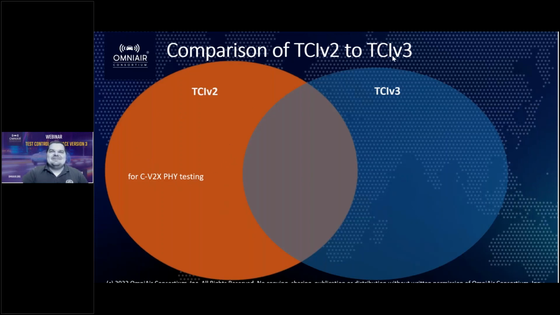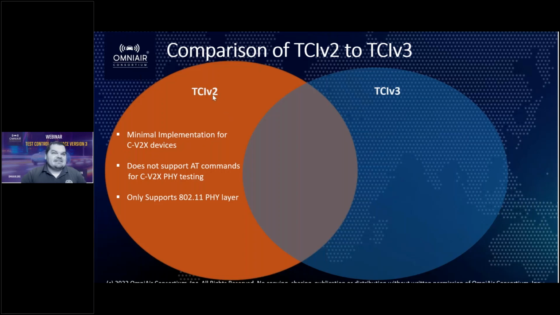So next, comparison of TCI v2 to TCI v3. TCI v2 has a minimum implementation for CV2X devices. You can test devices running TCI v2 for CV2X. However, you're not going to be able to test the 3161, the 1609.3 for PC5, and so forth. Next, TCI v2 does not support AT commands for CV2X PHY testing.